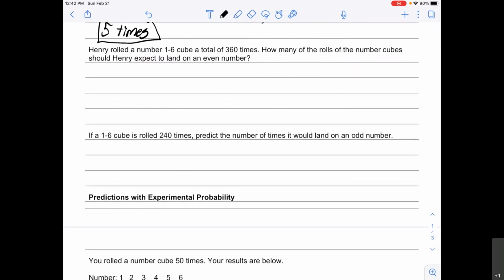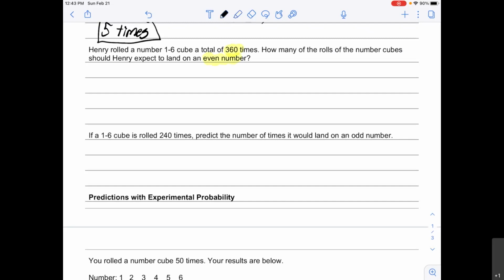Henry rolled a number 1 through 6 cube, so that's a regular dice. Sometimes math problems, and this could include your MAP test, an MCA test, or a lot of things, we'll call dice number cubes. So Henry rolled a 1 through 6 number cube a total of 360 times. How many of the rolls of the number cube should Henry expect to land on an even number?